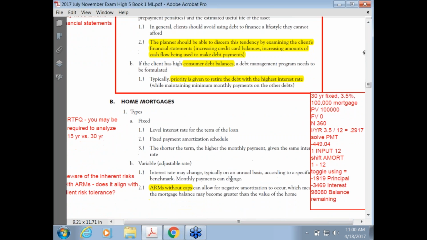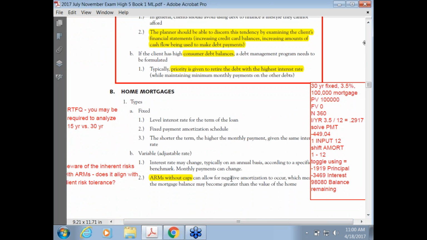Mortgages. I think you'll get something about a mortgage on the exam, maybe more than one question, but it could be just analyzing whether the client should do 15-year or 30-year. You also could get a mortgage calculation. So I've stuck a quick example to the right there of some calculator input. This is 10B2 input, but just a 30-year fixed mortgage at 3.5%, $100,000 being borrowed.